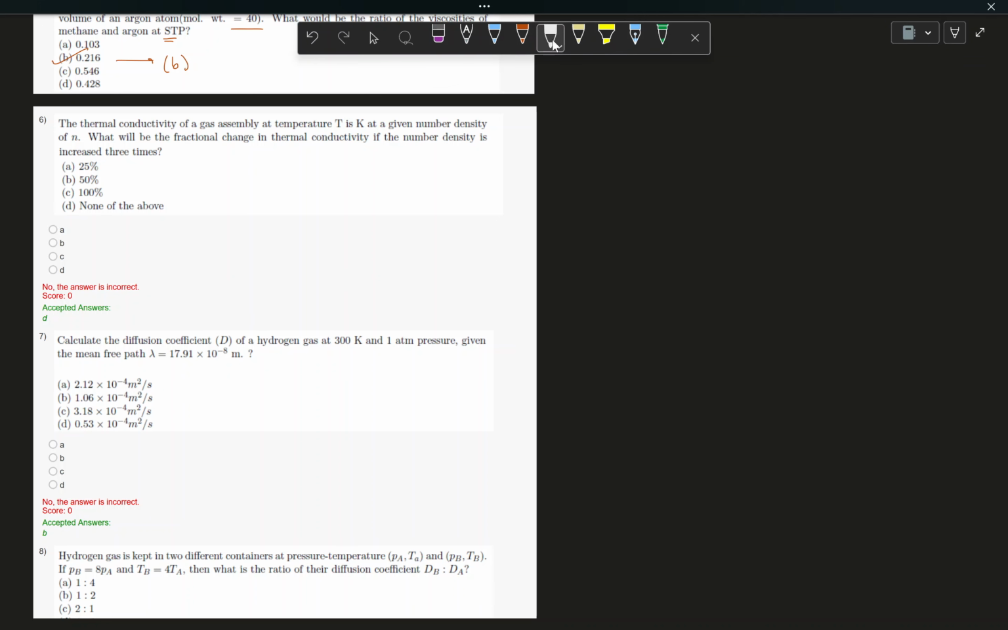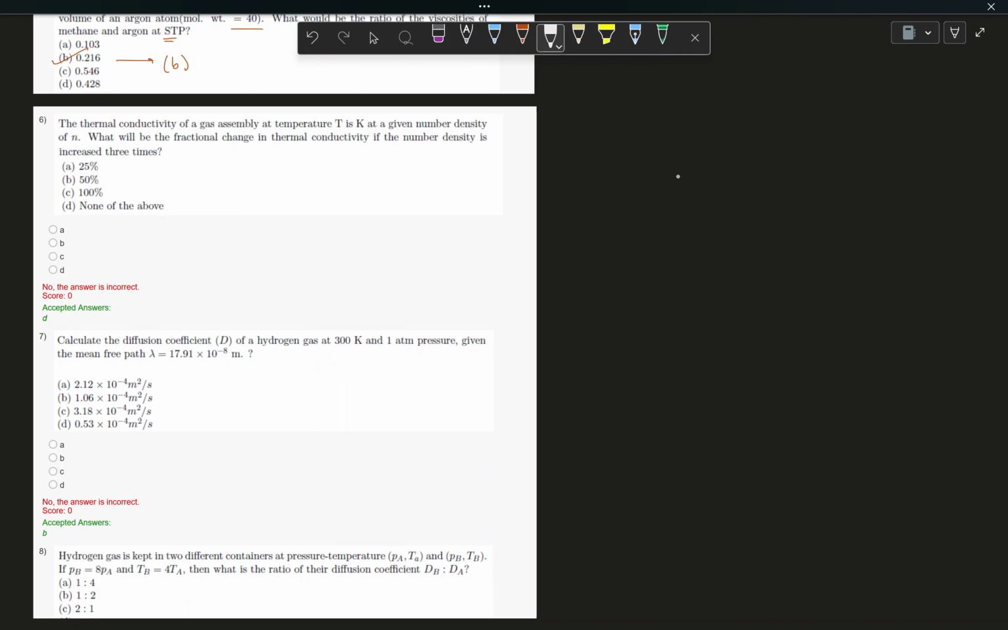Okay, so in the question, first let us understand what they are asking. They are asking that the thermal conductivity at temperature T is mentioned as K and the number density is also given. Then they are asking if there is a dependence of the thermal conductivity on the number density n, because when the number density is increased 3 times, they are asking what will be the change in thermal conductivity. So the basic idea is you have to find out whether there is any relation between thermal conductivity and the number density.